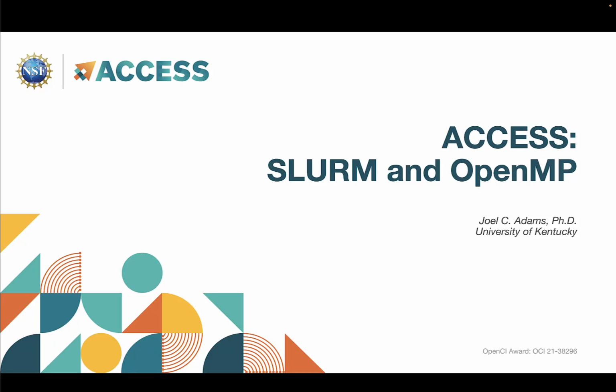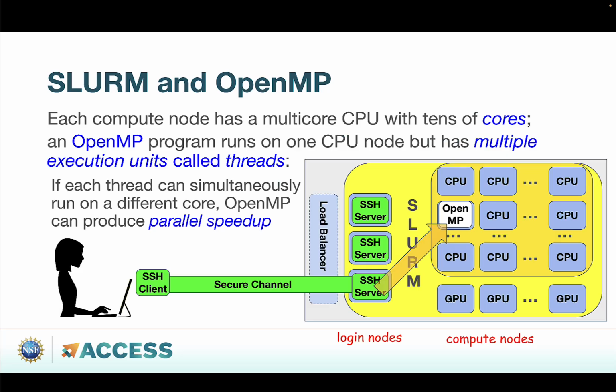How do we use SLURM to launch an OpenMP job? An OpenMP job runs on a single node but uses multi-threading and gets speed up by running threads in parallel on different CPU cores. For example, each compute node on Faster has two 32-core Intel CPUs, so an OpenMP job can have up to 64 simultaneous threads doing different things, depending on the problem the OpenMP program is solving.